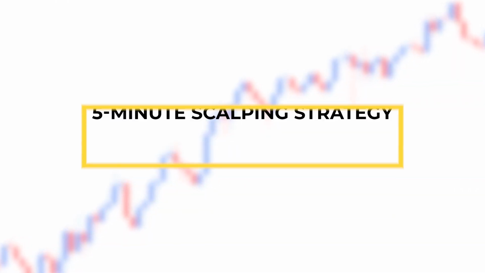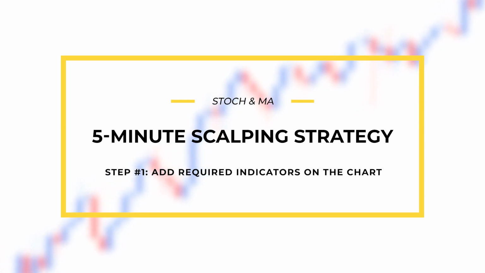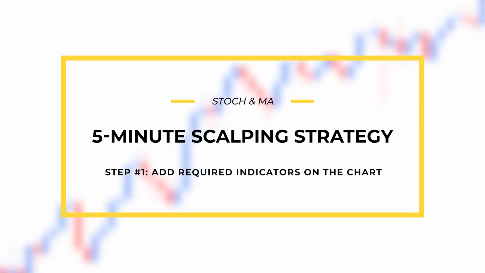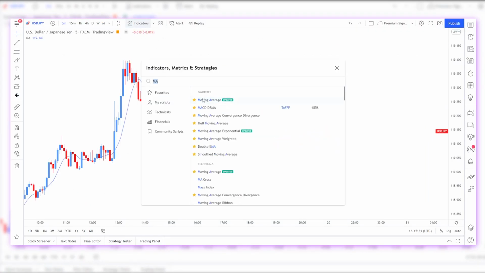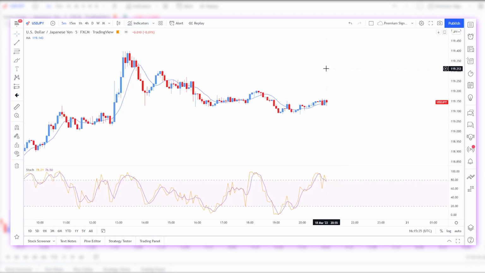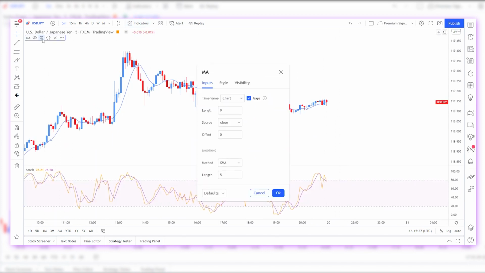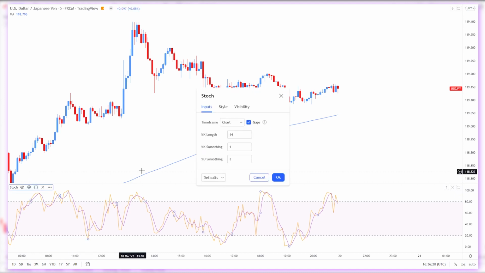So the first step in implementing this 5-minute scalping trading strategy is ensuring that the appropriate indicators are present on the chart. Navigate to the indicators, type moving average, click on it. Nice. Now you do the same for the stochastic. You got it. It's on your chart. Now we need to adjust the settings for the moving average. Simply click here, go to the input section, and change the value to 200. Now for the stochastic, we will leave the settings as they are because it's a great match for this 5-minute scalping trading strategy.